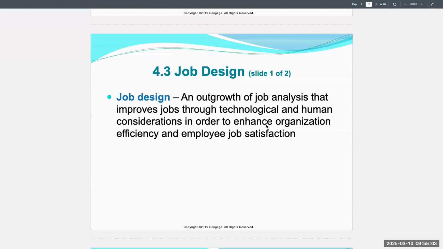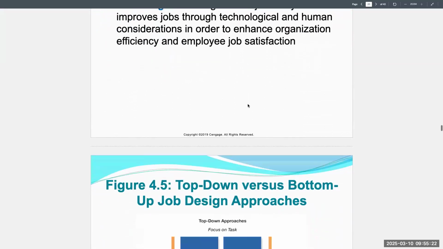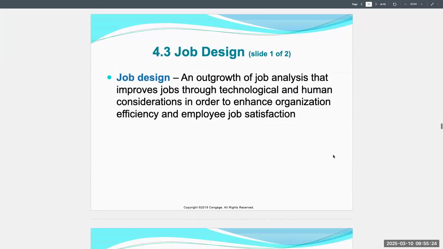Job design is the process of structuring the work to maximize both organizational efficiency and employee satisfaction. It builds upon job analysis by considering factors such as workflow optimization, employee engagement, and technological advancements. And they're both the same. Okay, and a well-organized job should balance efficiency and motivation at the same time.